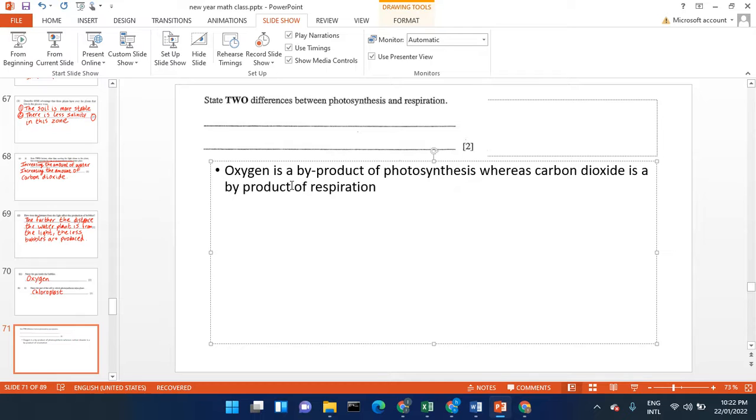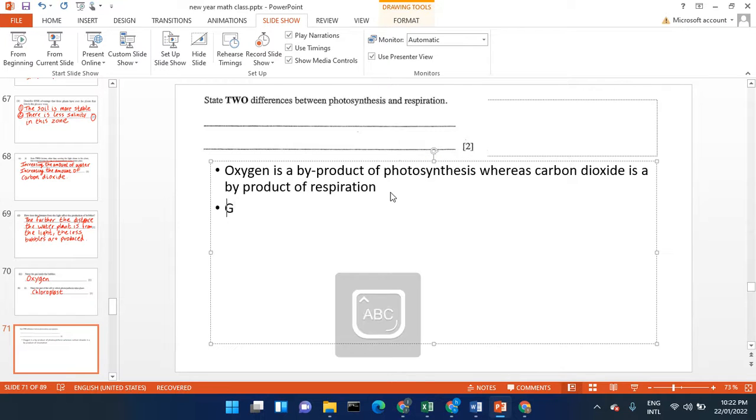But the byproduct of photosynthesis is oxygen, and the byproduct of respiration is carbon dioxide. It's interesting because one man's waste is another man's treasure. For us, carbon dioxide is a waste product, but for the plant, they want carbon dioxide. For the plant, their waste product is oxygen, but for us, we need oxygen. Okay, so let's move on.